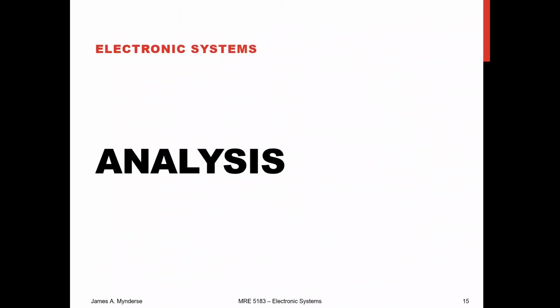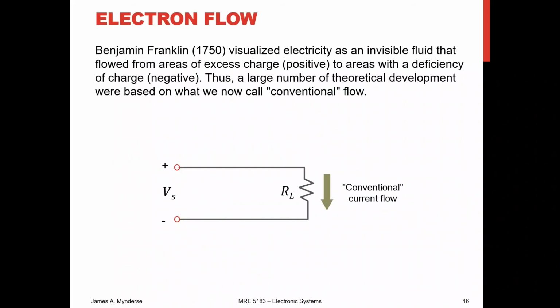So when we're thinking about analysis of passive components, we usually start with current. The idea of current originates from Ben Franklin, I suppose, before that. But Ben Franklin is the one that gives us this idea of conventional current flow. He visualized this as an invisible fluid moving from one side to the other. And so we think of that as being our conventional current flow, moving from positive to negative.